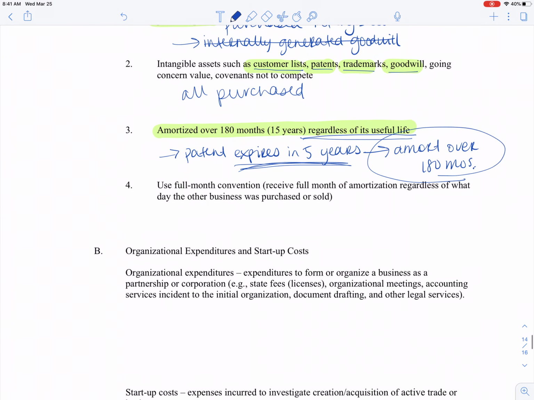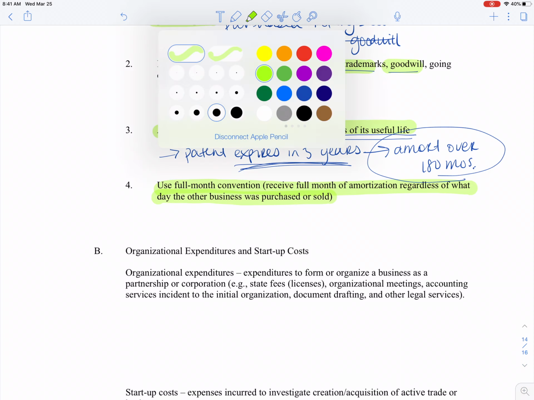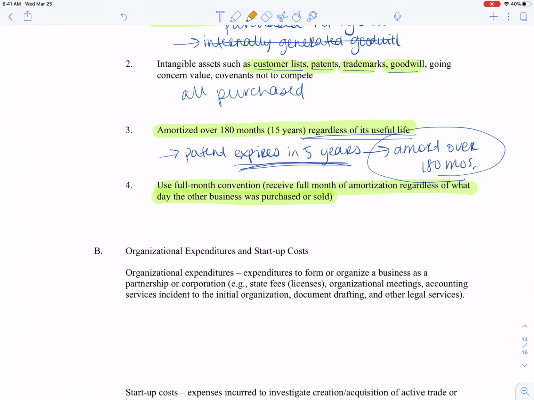All right, we use a full month convention. So you receive a full month's worth of amortization regardless of what day the business was purchased or sold. So if you purchased the business on January 20th, you would get the full month of January and you would amortize over all 12 months of the year because you will have been deemed to have held that asset for 12 months.